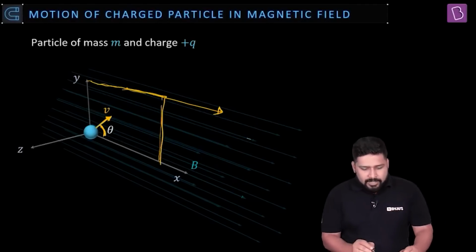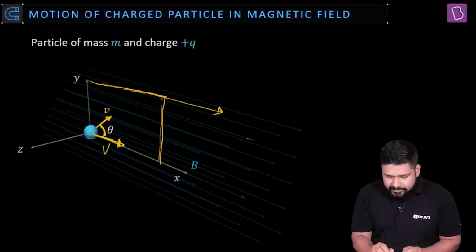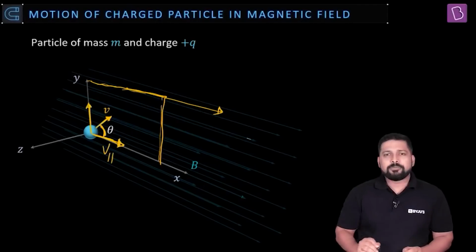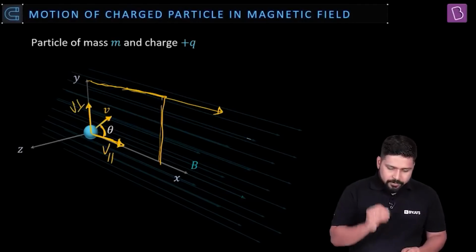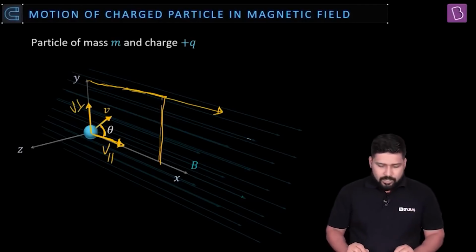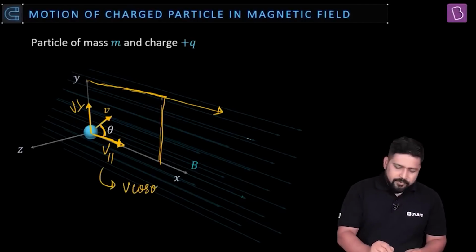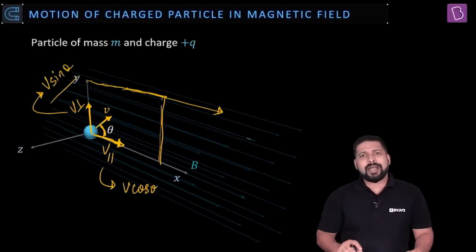Then what happens? Can I just break down this velocity vector into its two components, one along x, that let me call v parallel, and one along y? Two mutually perpendicular directions I can break this vector into, right? So let's call this v perpendicular. So v parallel is also there and v perpendicular is also there. What will be the value of v parallel? This will be v cos theta. And what will be the value of v perpendicular? V sin theta. When I say parallel or perpendicular, I mean with respect to the magnetic field, of course.